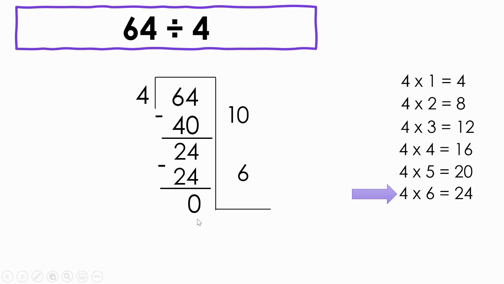Whenever the number down here is less than our divisor, we know that we're done dividing. So the last step is to add up all the numbers on this right side. 10 plus 6 equals 16. This 0 represents the remainder. There's none left over. So 64 divided by 4 equals 16.